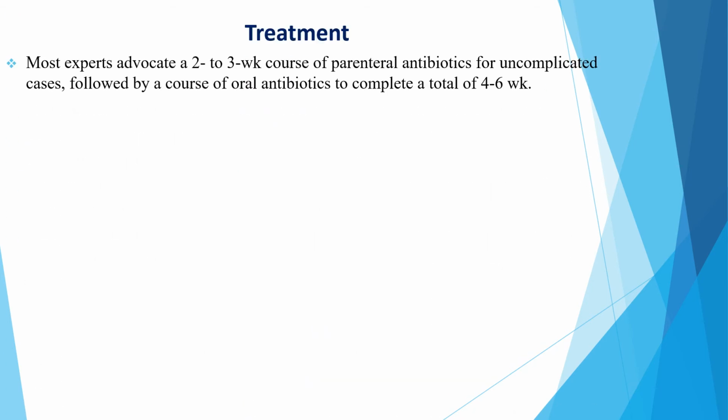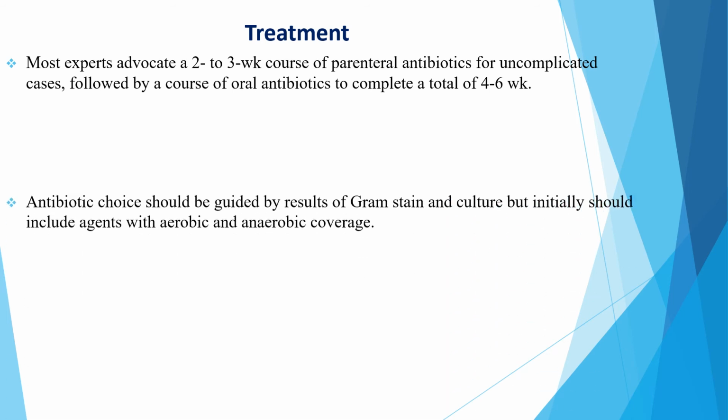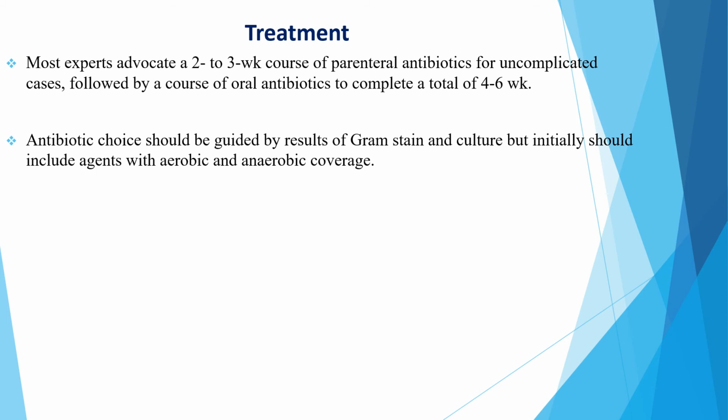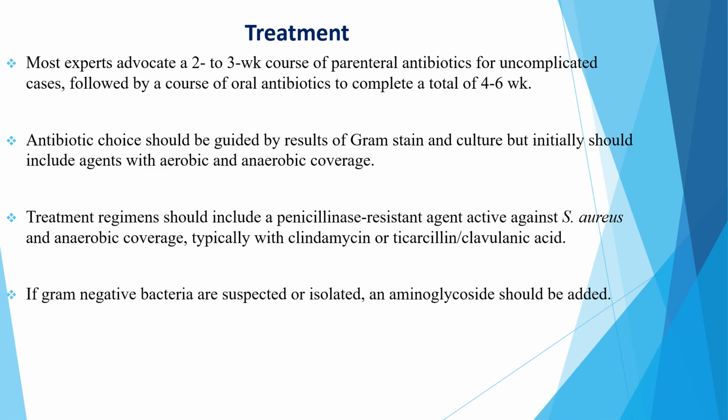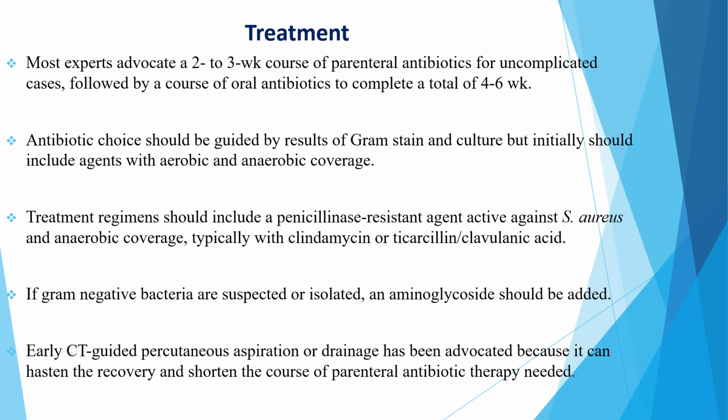Regarding treatment, most experts and the guidelines advocate a 2 to 3 week course of parenteral antibiotics for uncomplicated cases, followed by a course of oral antibiotics to complete a total of 4 to 6 weeks. Antibiotic choice should be guided by results of gram stain and culture, but initially should include agents with aerobic and anaerobic coverage. Treatment regimens should include penicillinase-resistant agents active against Staph aureus and anaerobic coverage, typically with clindamycin or ticarcillin with clavulanic acid. If gram-negative bacteria are suspected or isolated, an aminoglycoside should be added. And early CT-guided percutaneous aspiration or drainage has been advocated because it can hasten the recovery and shorten the course of parenteral antibiotic therapy needed.